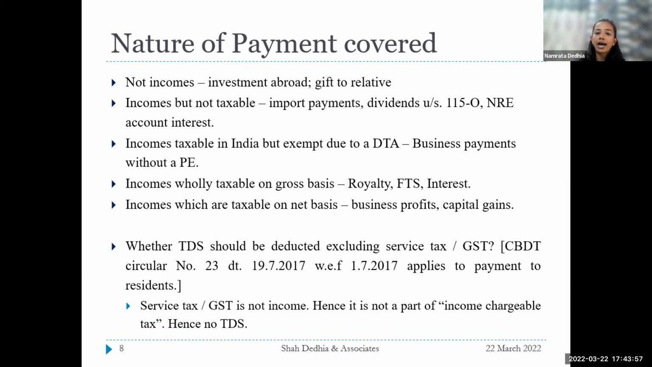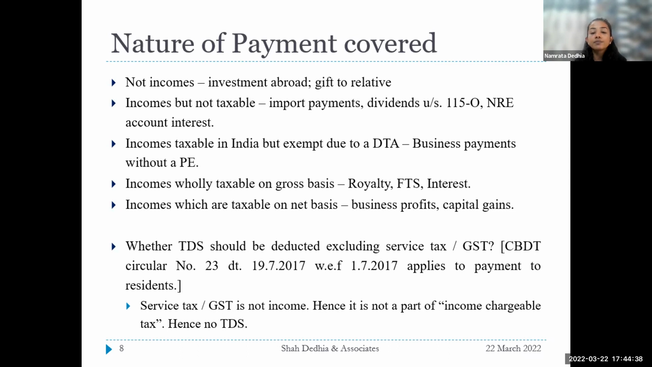They get classified as fees for technical services, which are taxable at a flat rate. But under the DTAA, they are payments which are not getting covered under the definition of fees for technical services. They are probably business payments. And because the non-resident has no permanent establishment in India, those business payments are not taxable in India. So this category of payments also exists. Now here, it is not a straightforward non-taxable item. If you look at the Act alone, it is taxable, but because of a certain provision of the double tax avoidance agreement, it is non-taxable.